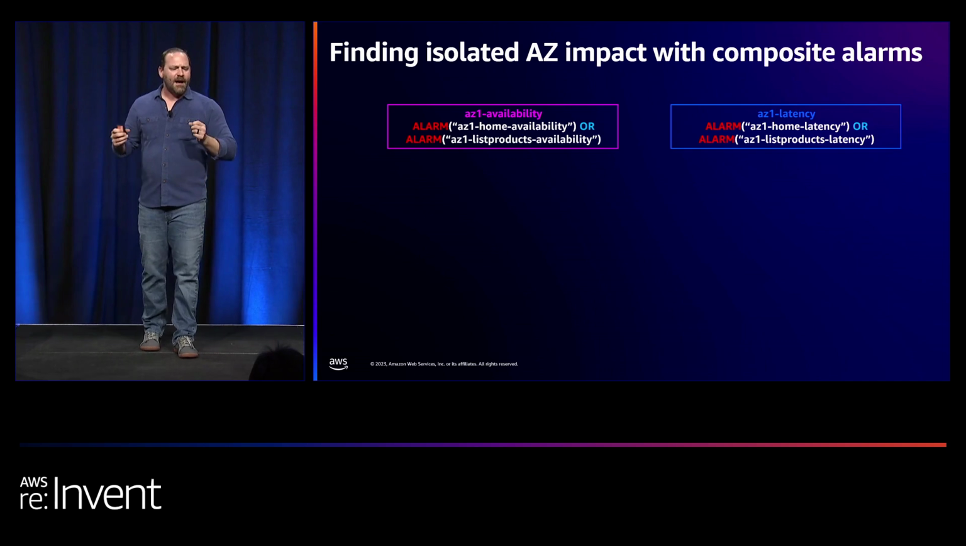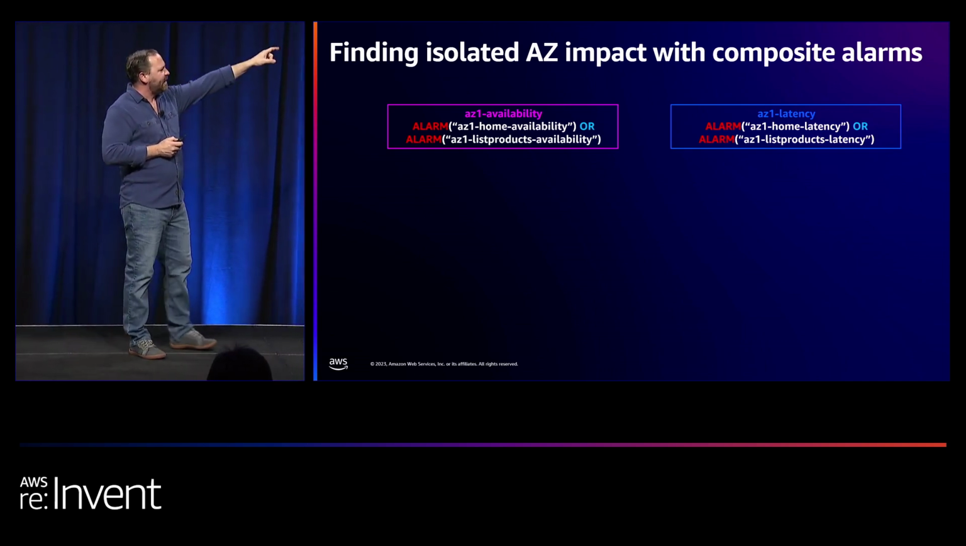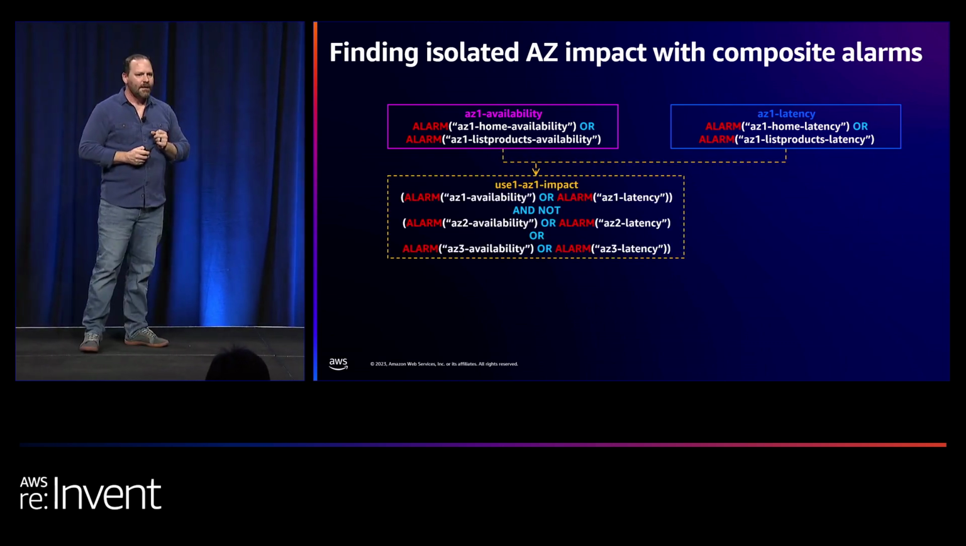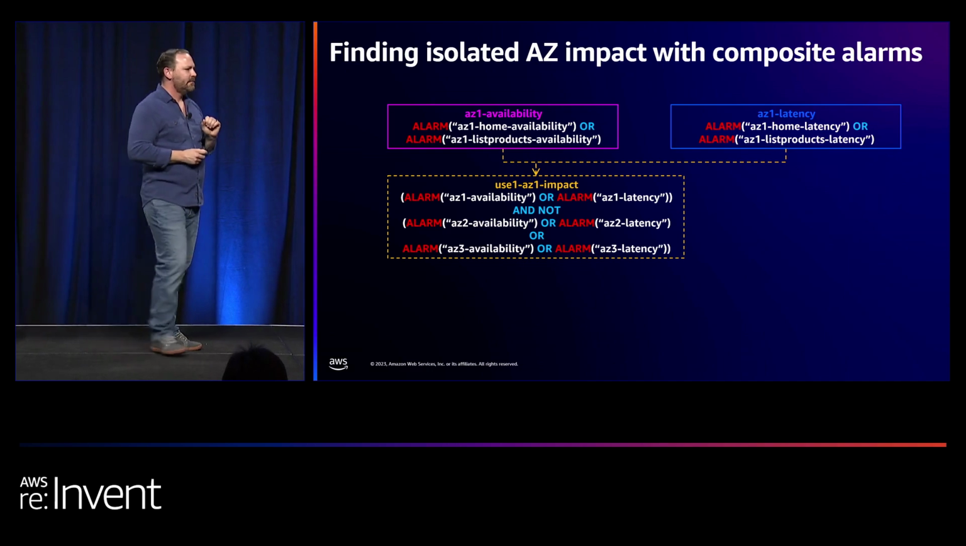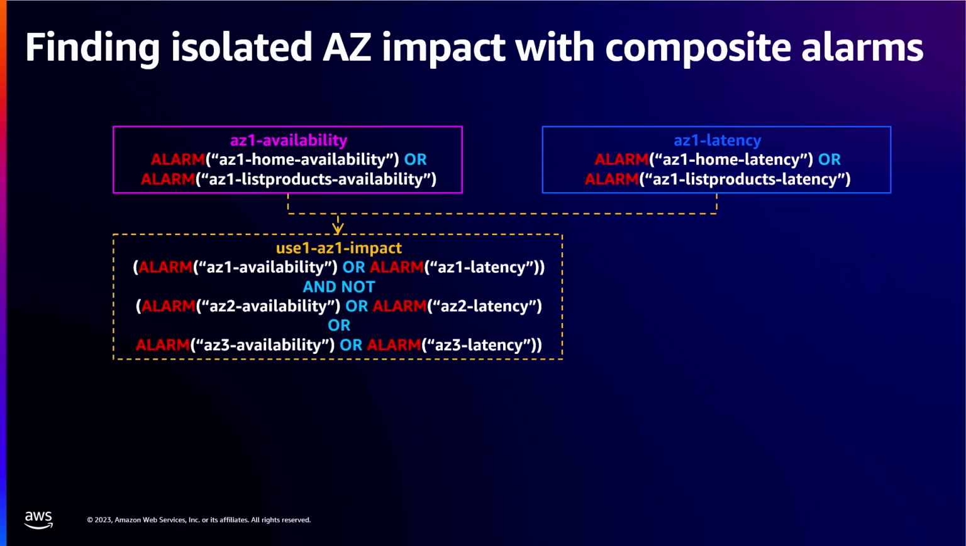So how do we use that to find isolated AZ impact? Well, I've got my availability alarm for AZ1, and I've got my latency alarm for AZ1. And this is probably the most complex part. What this composite alarm is saying is that if I have an alarm in AZ1 for availability or latency, but not AZ2 or AZ3. Right? So this composite alarm says AZ1 is seeing latency or availability impact, but AZ2 and AZ3 aren't.